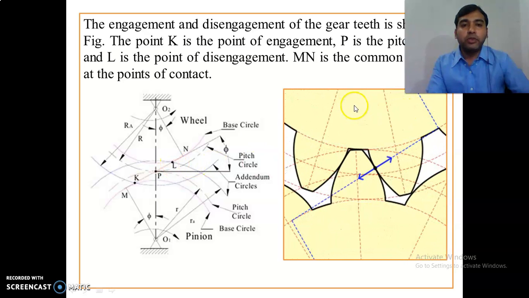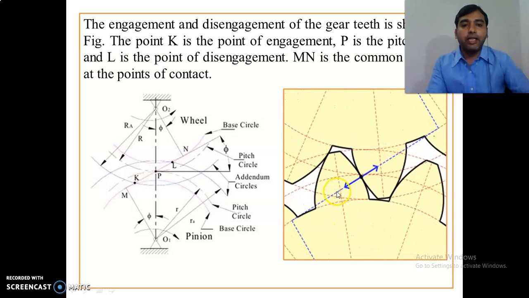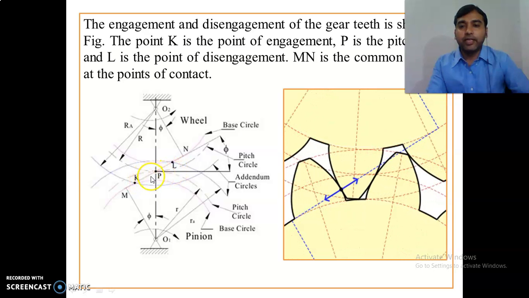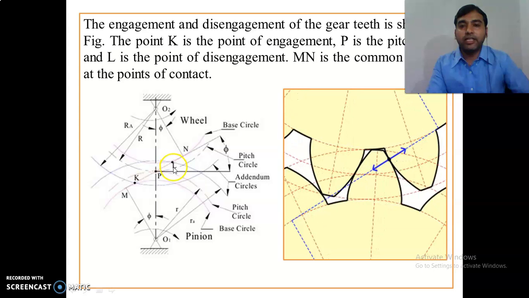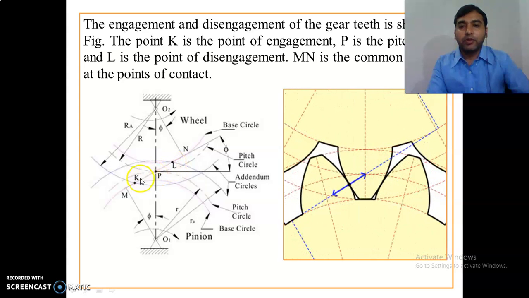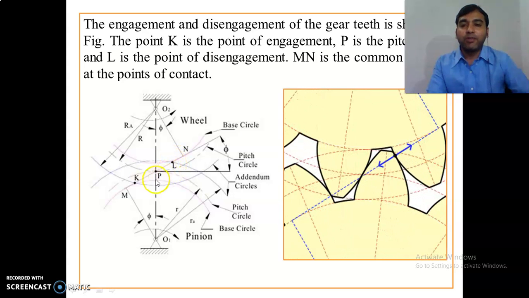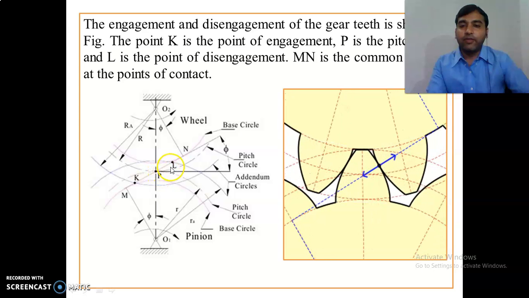So when the two gears are meshed with each other, there is a length of path of contact, which is shown over this figure from the engagement point K to the disengagement point L. So this is the length of path of contact. From this figure we can easily get the length of path of contact.